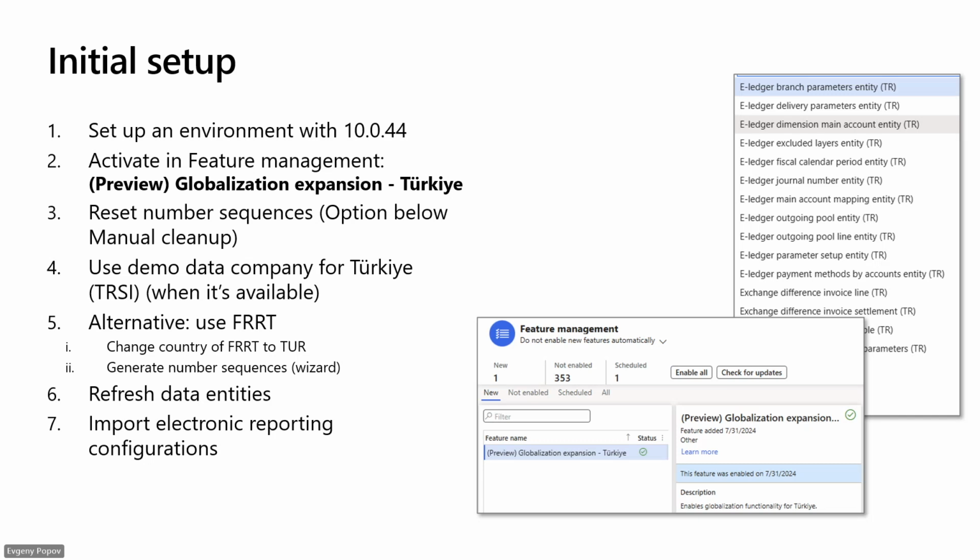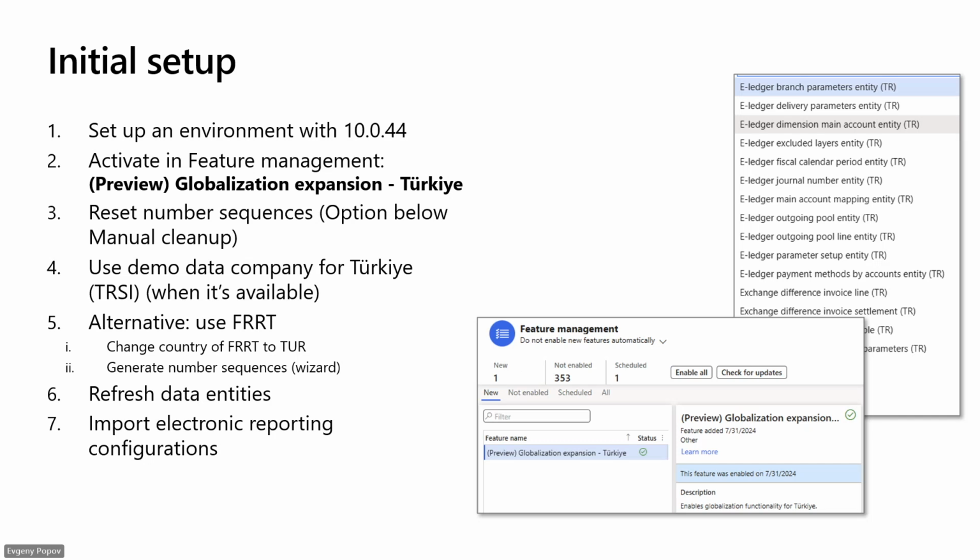In case you start working on this, please be aware that you have to have version 10.0.44 installed, and in feature management you have to activate the feature Turkey. And when your company has the legal country Turkey active, then it becomes available. We are working on a demo data set for Turkey, but it's not finished yet. Meanwhile, in case you want to work with it, I advise you to use the France company.